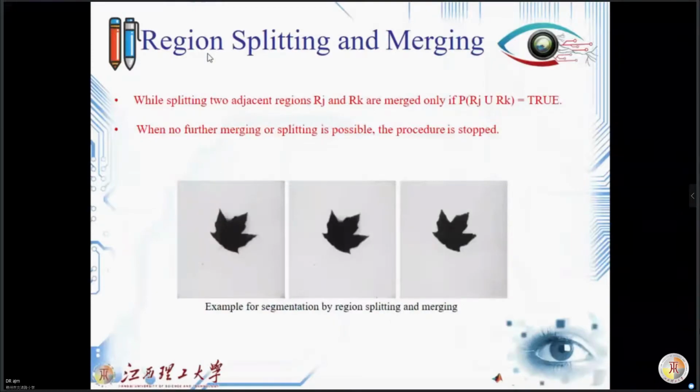While we are splitting, two adjacent regions RJ and RK are merged only if the union of RJ and RK is true. And when no further merging or splitting is possible, the procedure stops. Then an example of segmentation by region splitting and merging is shown in the photo.